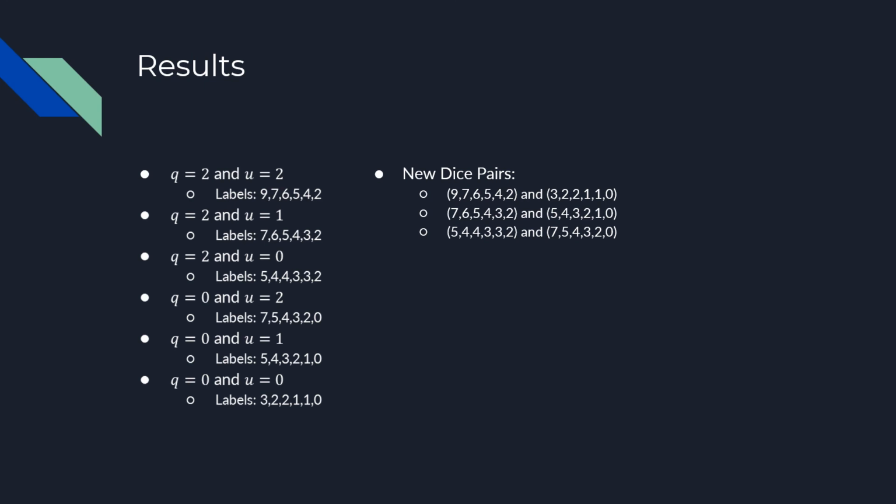And this just adds on to the possibilities we already have. It doesn't replace them. So we have three new pairs out of this. We have 9, 7, 6, 5, 4, 2 and 3, 2, 2, 1, 1, 0. 7, 6, 5, 4, 3, 2 and 5, 4, 3, 2, 1, 0. And 5, 4, 4, 3, 3, 2 and 7, 5, 4, 3, 2, 0. And you can roll any one of those new pairs, and you'll have the same probability distribution as rolling a standard pair of dice.